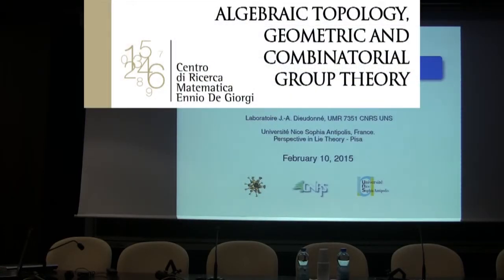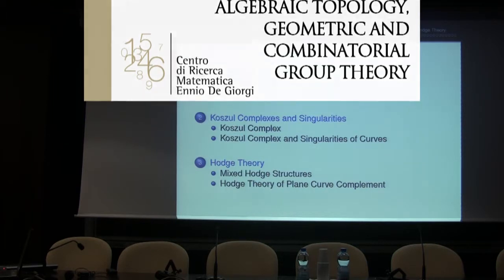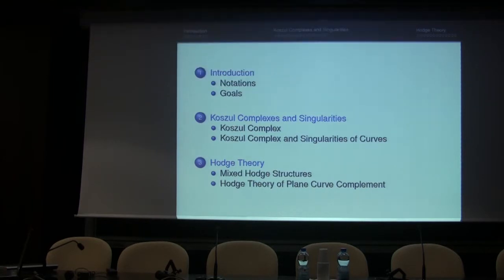I'm going to talk about the terminology of identified identities. My talk will be divided into three sections. I will first introduce the notations that I use in my work. Then I will define the control complex and its relation to singularity. Then I will talk about the hub structures and its relation to plane curve complex.